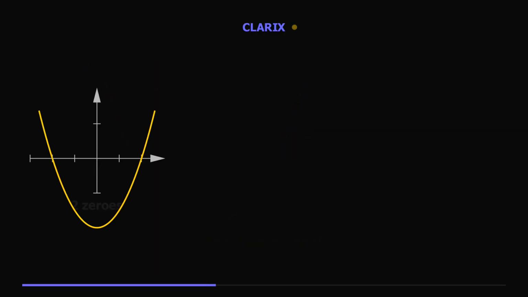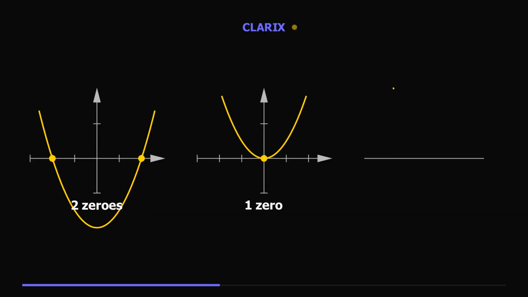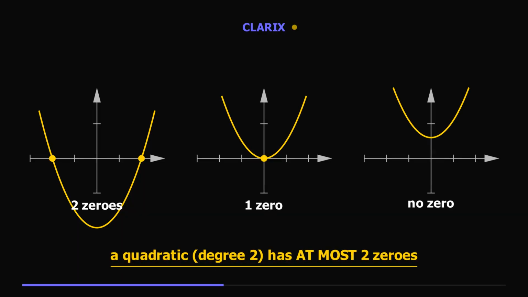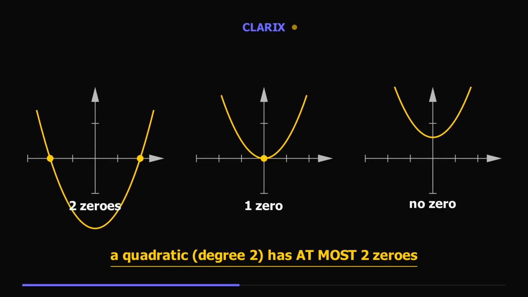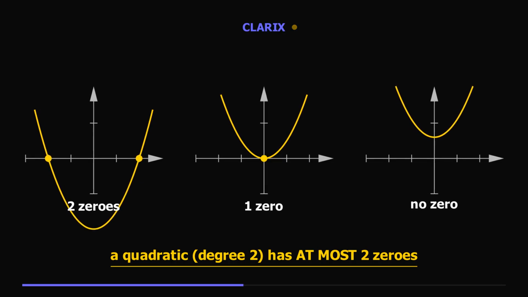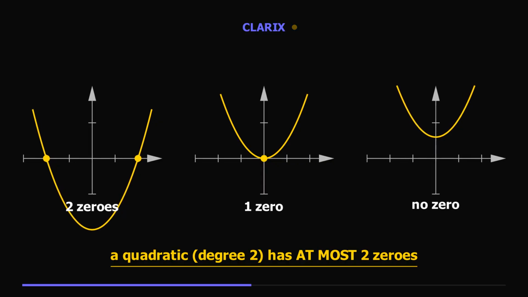Now the cool part. A parabola can sit in three different ways relative to the x-axis, and each gives a different number of zeros. Case 1. It crosses the x-axis at two separate points. That's two distinct zeros. Case 2. It just touches the x-axis at a single point, balancing on it. That's one zero. The two zeros have merged into one. Case 3. It floats entirely above or entirely below the x-axis, never touching it. That's no real zero at all. So a quadratic, a degree 2 polynomial, has at most two zeros, never more.